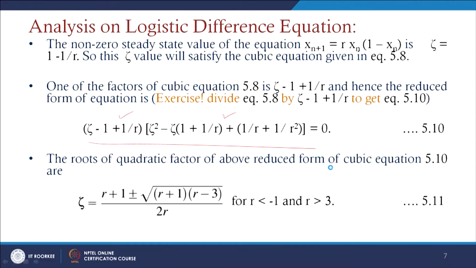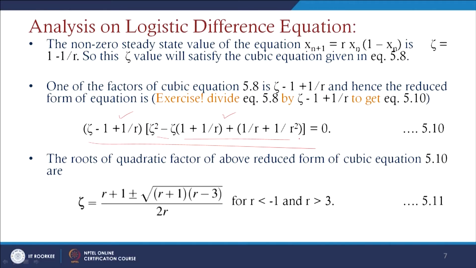And sometimes people divide these equations, or take common factors, to reduce this to a quadratic form, since for a quadratic form we can have an exact solution. And if we go for the exact solution of this quadratic factor, then the reduced form of the equation can be written in root form as zeta equals r plus 1 plus or minus square root of r plus 1 into r minus 3, divided by 2r.